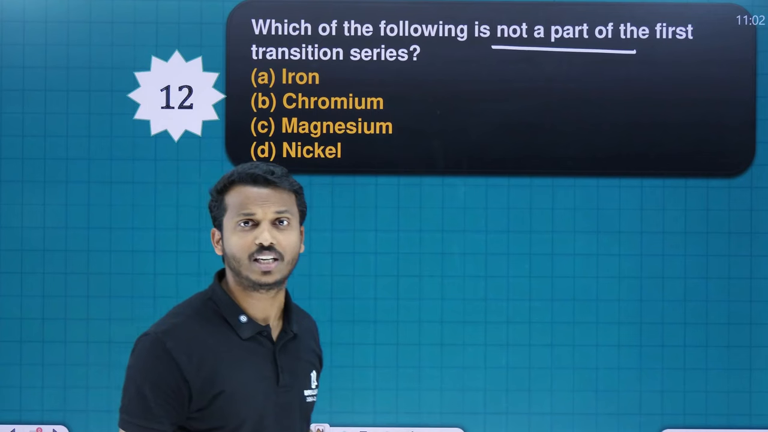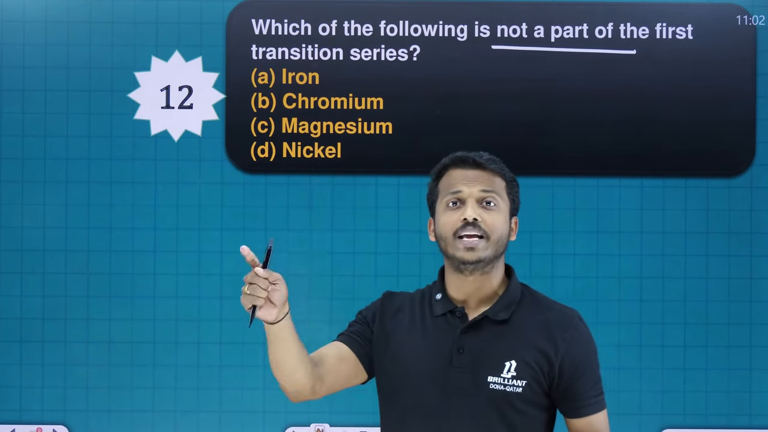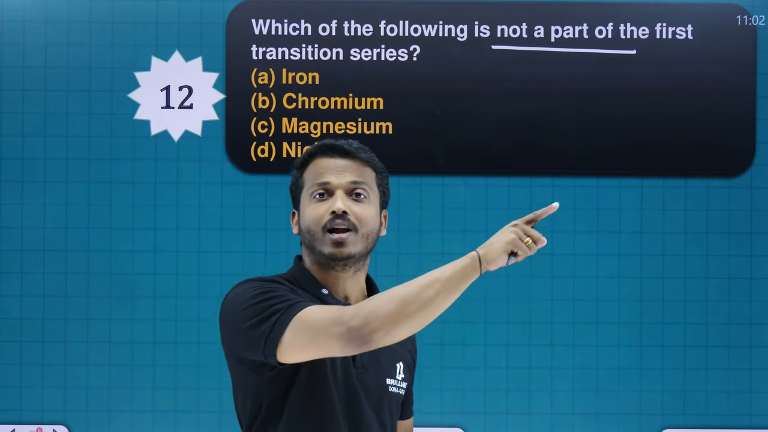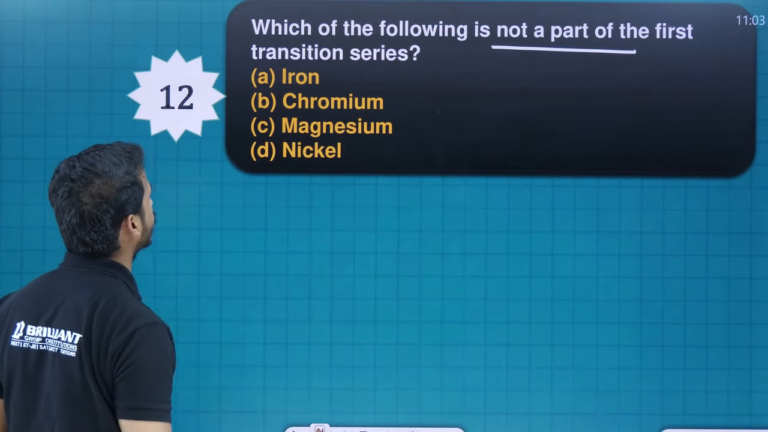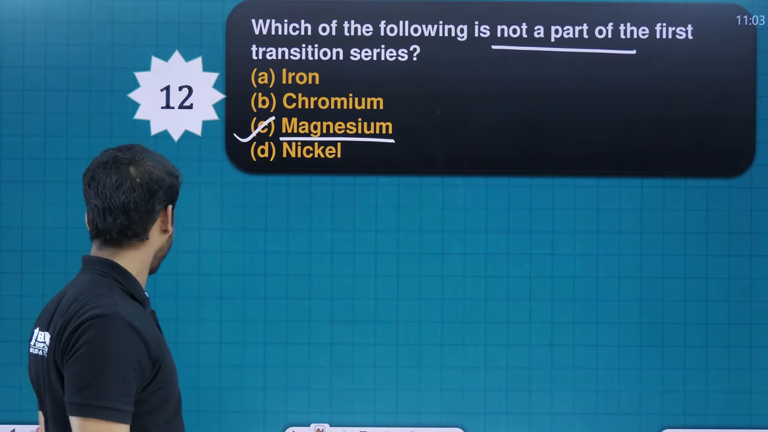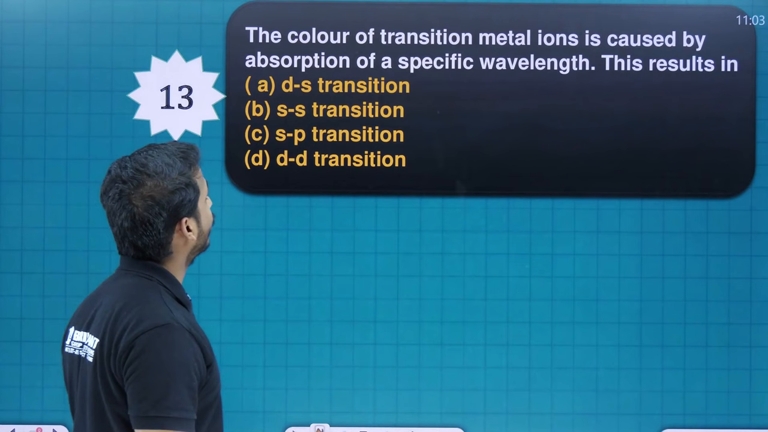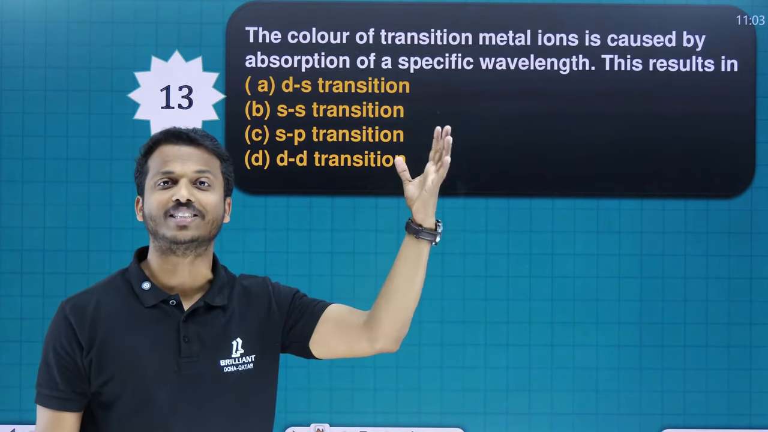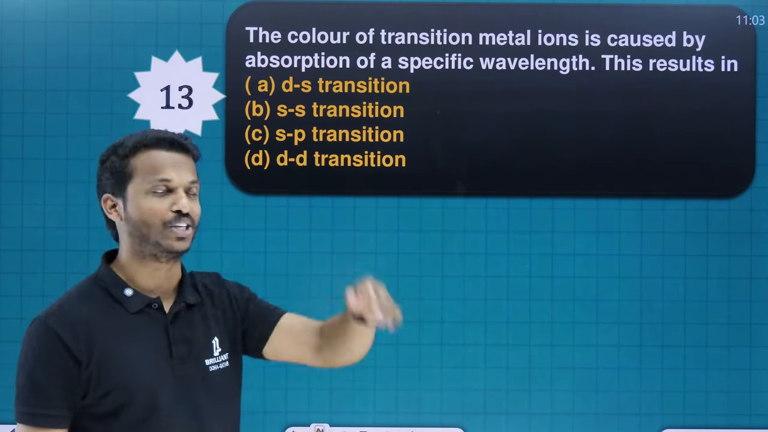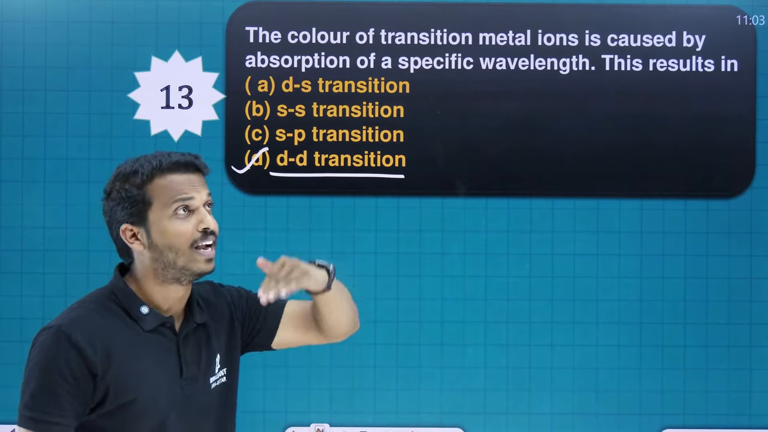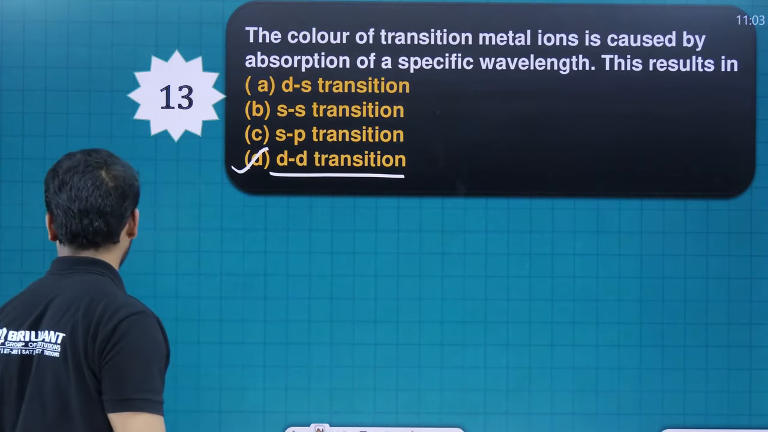Question 12, which of the following is not a part of the first transition series? You know the first transition series element, right? Can you say scandium, titanium, vanadium, chromium, manganese, iron, cobalt, nickel, copper, zinc? Which is not belongs to this one? Magnesium. Magnesium is in s block, right? It's a metal, right? Now the color of transition metal, very simple. What is the reason for the color of transition metal? d-d transition. Yes, all of you, d-d transition. The unpaired electron make d-d transition and they show color.